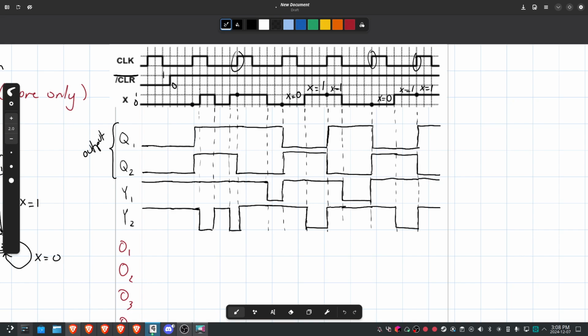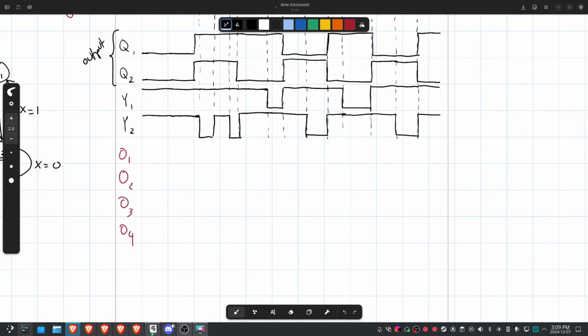And they only change on the rising edge. That's why it's our state, because it remains the same state until the flip-flops are activated, so to speak. In a Mealy machine, the output can change in between clocks.